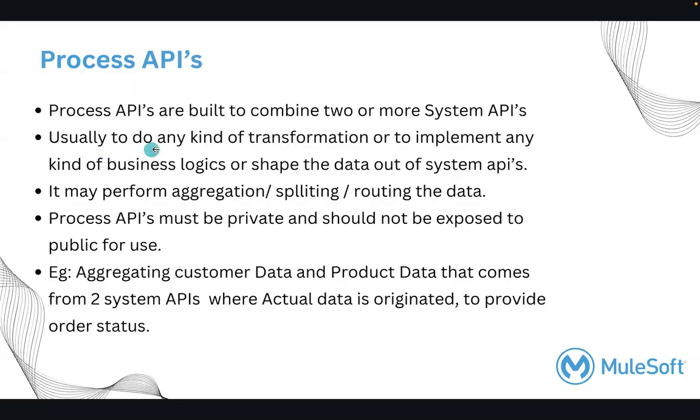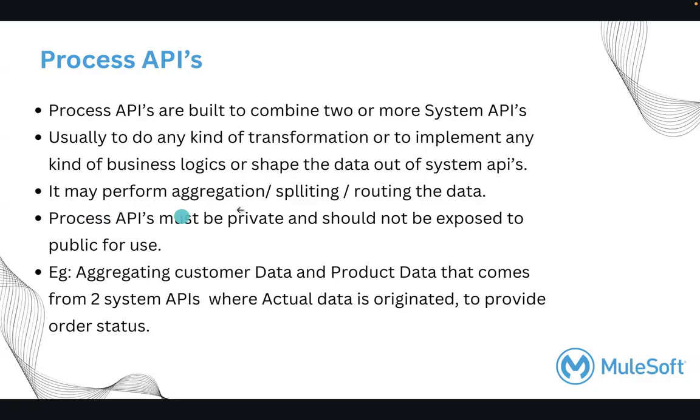Usually we do any kind of transformation, implementation, or business logic to shape the data out of the system APIs. From the system layers we get the raw data, very big data, and we want to aggregate those outputs and capture only the particular data, like only the order details or only the customer details. So we filter it out in our process layer; we are going to write the business logic here.